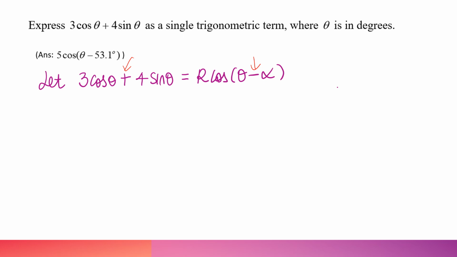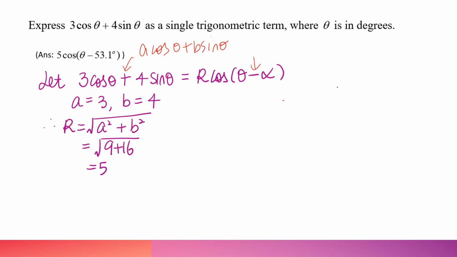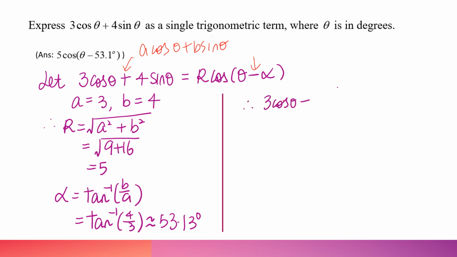Okay, so what is the formula to find r? Oh, wait, hang on. Write down the values of a and b first. So your a is 3, b is 4. Right, how do you know a is 3, b is 4? You just compare it with your a cosine theta plus b sine theta. What's the formula to find r? Yes. What's the formula to find alpha? Yes. Then you combine them, you would be able to express 3 cos theta plus 4 sin theta as a single trigo term equal to 5 cos bracket theta minus 53.1.